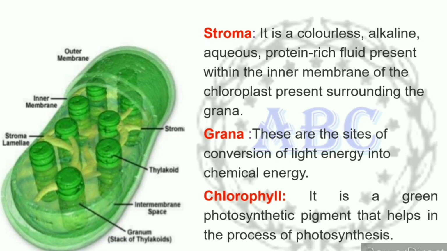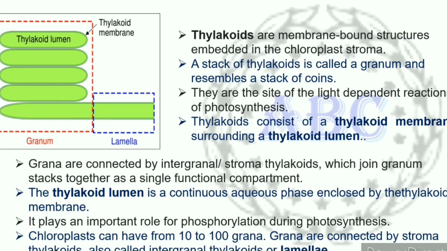Chlorophyll is a green photosynthetic pigment that helps in the process of photosynthesis. Thylakoids are membrane-bound structures embedded in the chloroplast stroma. The stack of thylakoids is called a granum and resembles a stack of coins. They are the site of light-dependent reactions of photosynthesis. Thylakoids consist of the thylakoid membrane surrounding the thylakoid lumen. Grana are connected by intergranal or stroma thylakoids, which join granum stacks together as a single functional compartment.